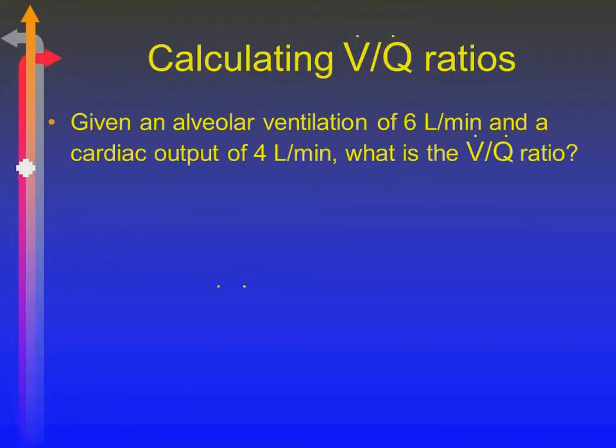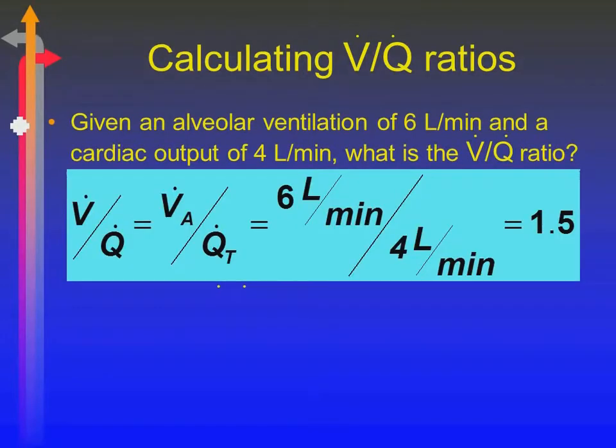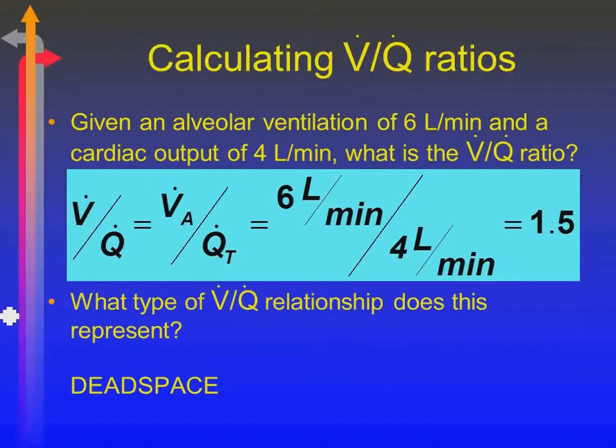Now here's the hard part. This is where the math comes in. This might be the kind of problem that you might see on a test, I don't know, a couple of weeks from now. Given an alveolar ventilation of 6 and a cardiac output of 4, what's the VQ ratio? 1.5. How did we do that? We put 6 over 4, did the math. What type of relationship does that represent? And what could a possible cause be? Pulmonary emboli.